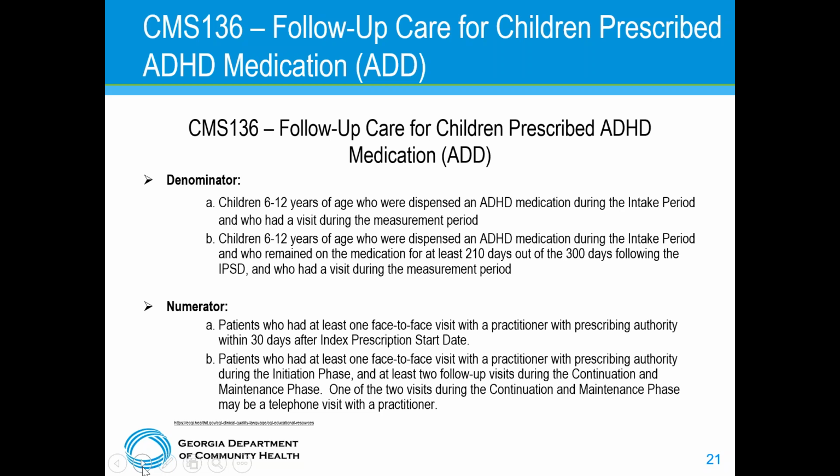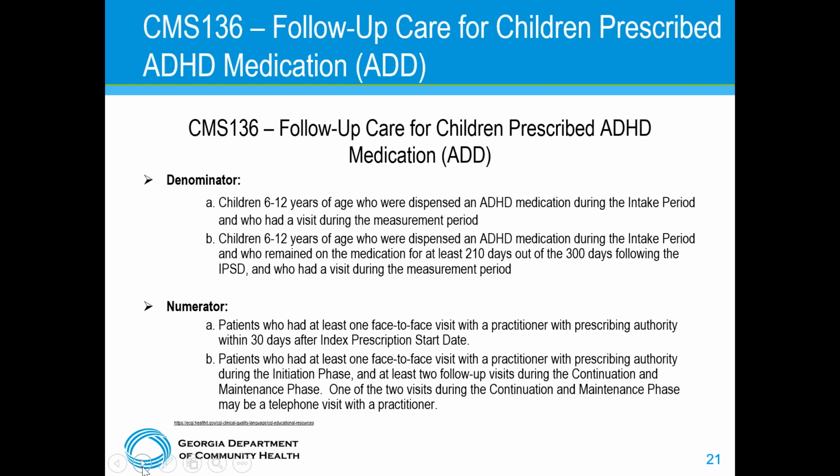The denominator for this measure, they've separated it out in the 2 rates as well. So we've got the children 6 to 12 who were dispensed the ADHD medication during the intake period, which is different than the initiation phase, and who have had a visit during that measurement period. The second rate is those 6 to 12 years of age who were dispensed an ADHD medication during the intake period, who remained on the medication for at least 210 days out of the 300 days following the index prescription start date, and who had a visit during the measurement period.